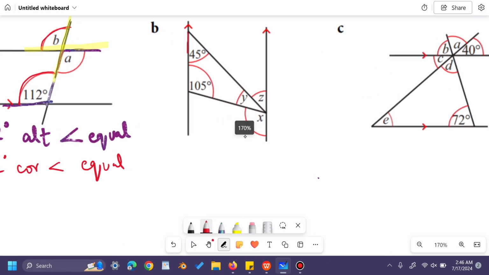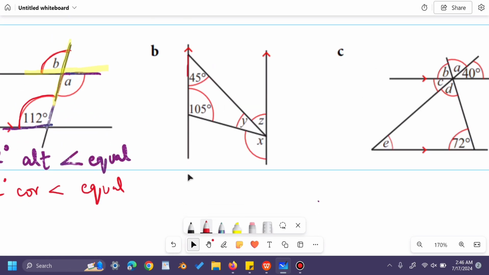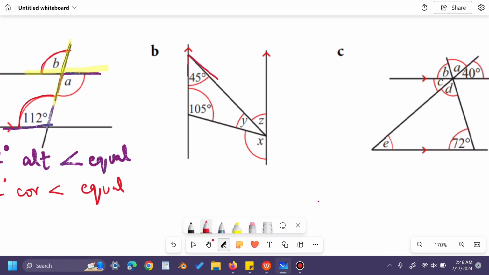All right, now you can see a little bit like this, there is going to be a Z angle like this. This is a Z, so you can see Z and 45 are equal to each other. So Z is equal to 45 degrees, due to alternate angles. So we know this is 45 degrees.